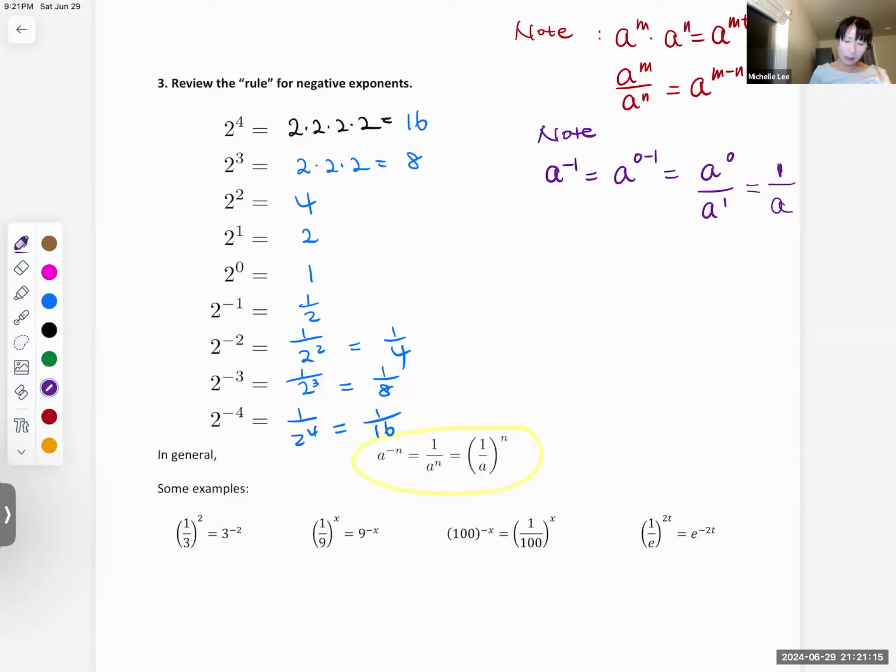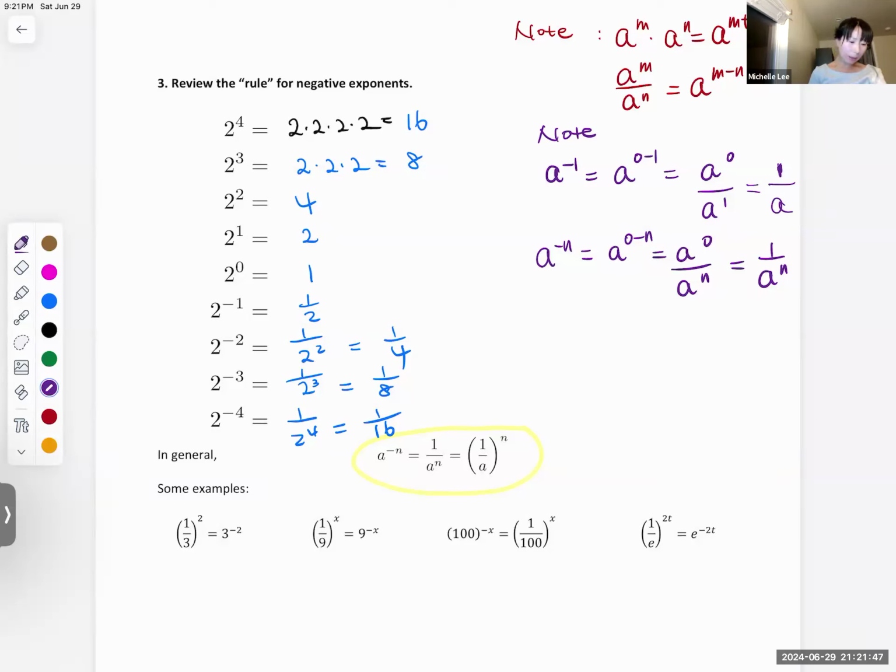Okay, then I can explain this one too. A to the negative n. Same concept. We can express a to the 0 minus n. Yeah, there will be a to the 0 power over a to the n, right? There will be 1 over a to the n. Okay, so this is the formula we have.